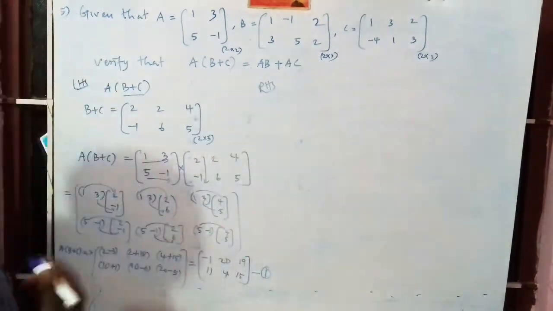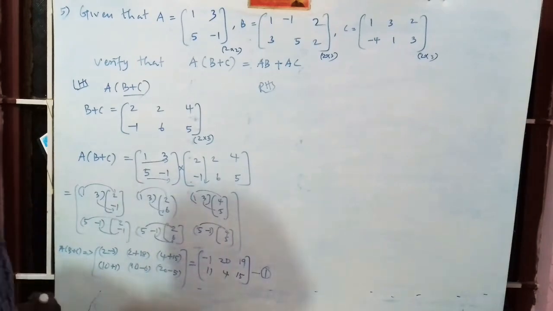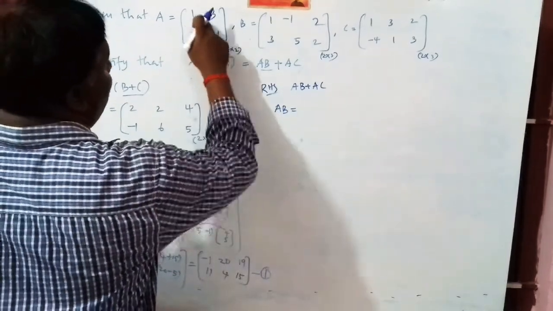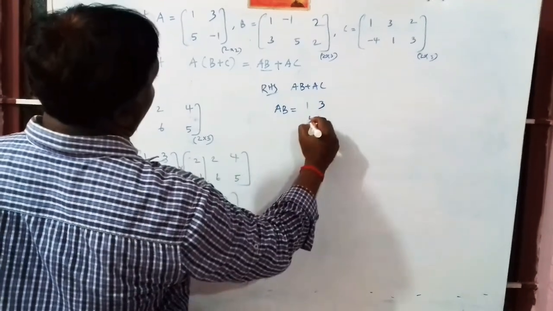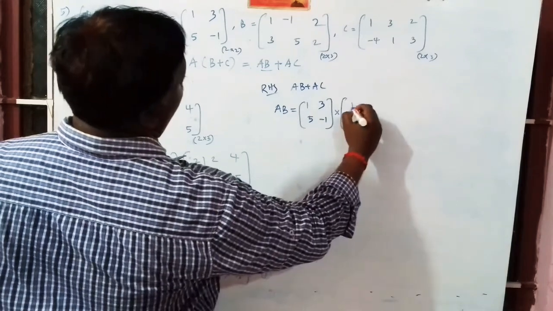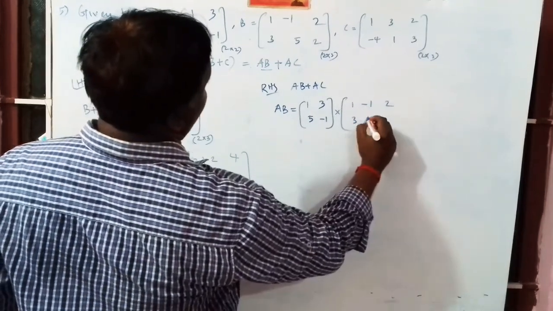Right hand side. So the right hand side value is AB. What is the matrix A? A is 2 rows and 2 columns. So A is 1, 3, 5, minus 1. And B equal to 1, minus 1, 2, 3, 5, 2.